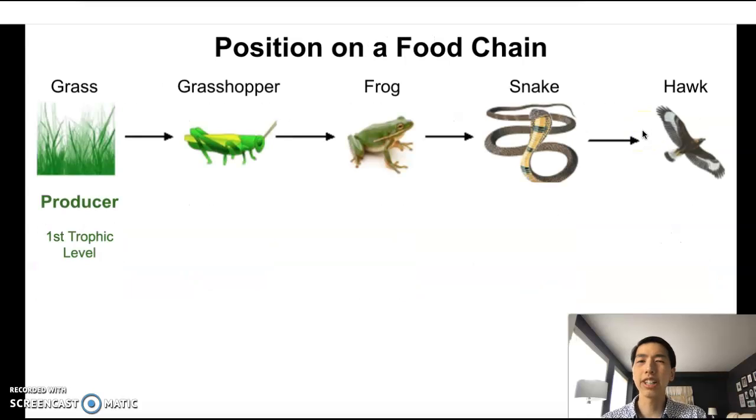All of these organisms in a food chain, we say they occupy a position. We say they occupy a position on a food chain. And now scientists get a little bit tricky.